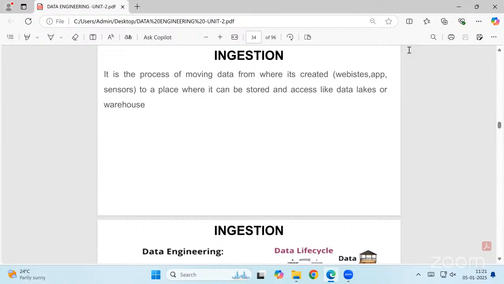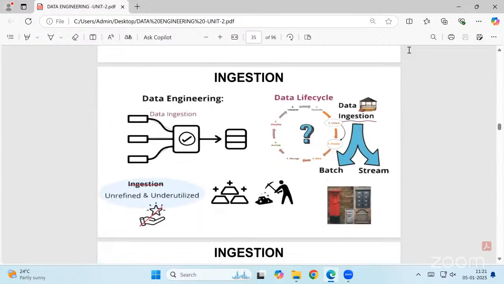In the data lifecycle, we call it collection: collecting the data from various sources. That we call ingestion in the data engineering lifecycle. So it is the process of moving data from where it is created to a place where it can be stored. First is data generation, the fourth one is data storing. In between we have collection and processing. These two we call the ingestion phase. In the data lifecycle we call it collection; in the data engineering lifecycle we call it data ingestion.